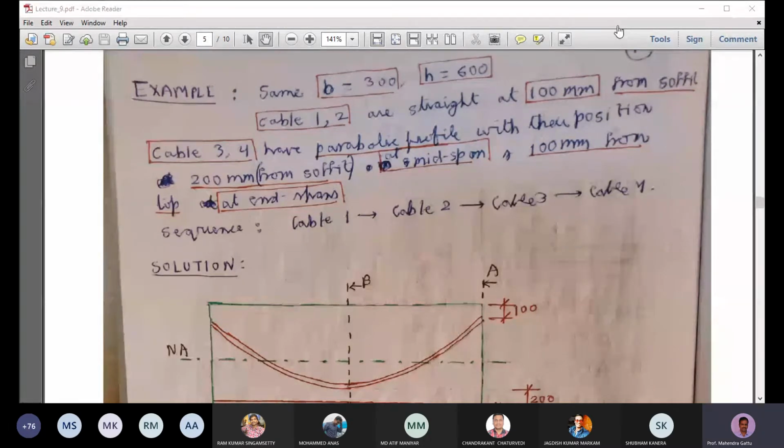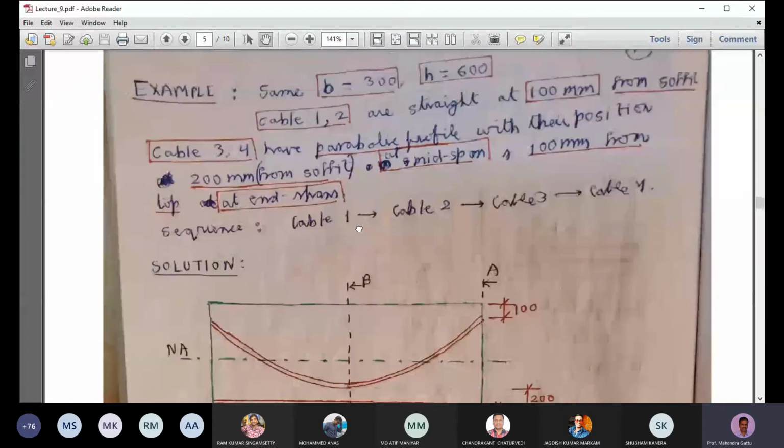Okay, so let's do the problem for cables which have varying eccentricities, and what will happen, how to calculate the loss in pre-stress due to successive sequential post tensioning of the cables. So here again we have a beam with the same rectangular cross section. Cable 1 and cable 2 are straight, and they are located 100 millimeters from the bottom of the beam.